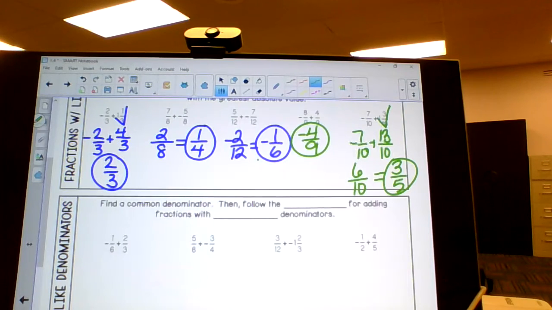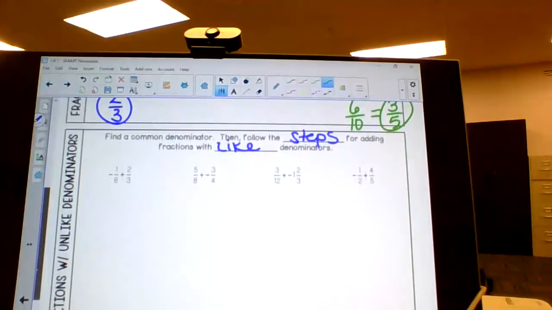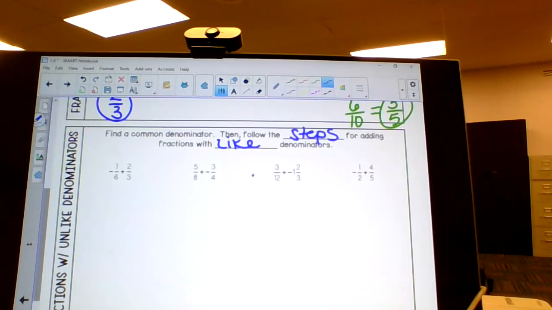Alright, and then the last section, we're only going to do like one out of here, okay? Because we've been working on this. Okay, so last thing. When they are not like denominators, you're first going to find a common denominator and then follow the same steps for adding fractions with like denominators. Like I said, I'm just going to do one in this section, and then I think we're okay because we've been working on this for a while. Alright, so I'm going to do this one.